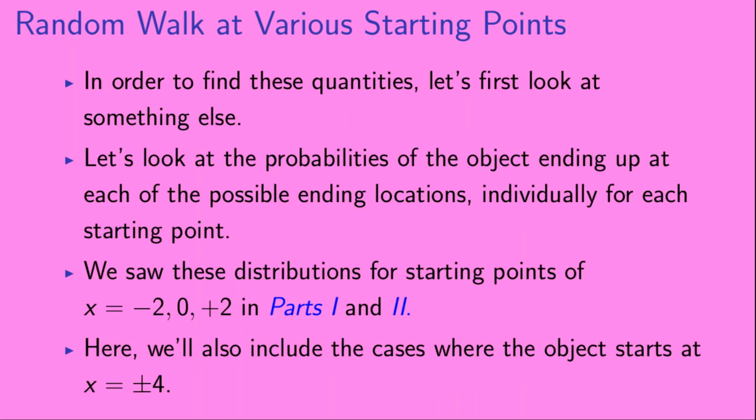In order to find these quantities, let's first look at something else. Let's look at the probabilities of the object ending up at each of the possible ending locations individually for each starting point. We saw these distributions for starting points of x equals -2, 0, and +2 in parts 1 and 2. Here, we'll also include the cases where the object starts at x equals +4 and -4.